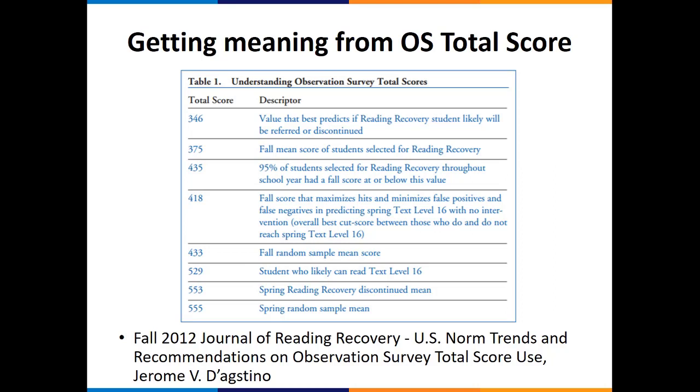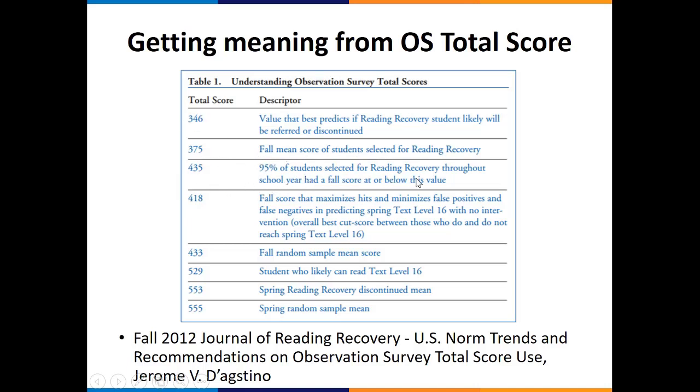And in fact, I'm going to talk later about how we use it. You might be able to use this for some time management on your end. Like, which children do you want to monitor more? We can have the total score do this. In the fall, the mean score, the average score for Reading Recovery kids when they come in the fall is a 375.